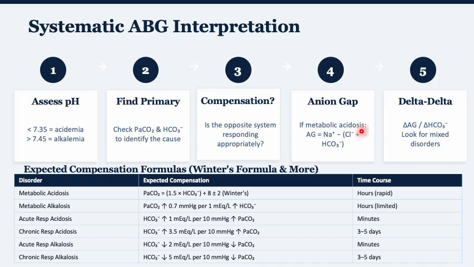If it's a metabolic acidosis, the fourth thing you would do is to calculate your anion gap. And then we didn't talk much about this, but the change in the anion gap and the change in the bicarb gives you the delta-delta. This helps you to look for mixed disorders. I'm not going to go into detail about that, but I just want you to be aware of it. I'm not going to test you on that. And this little chart down here gives you the expected compensation. It also gives you the formula, like the Winter's formula. It also gives you a time frame of when you would start seeing the compensation.